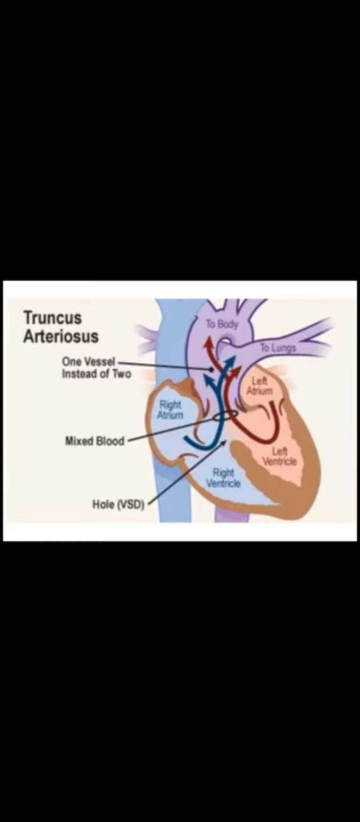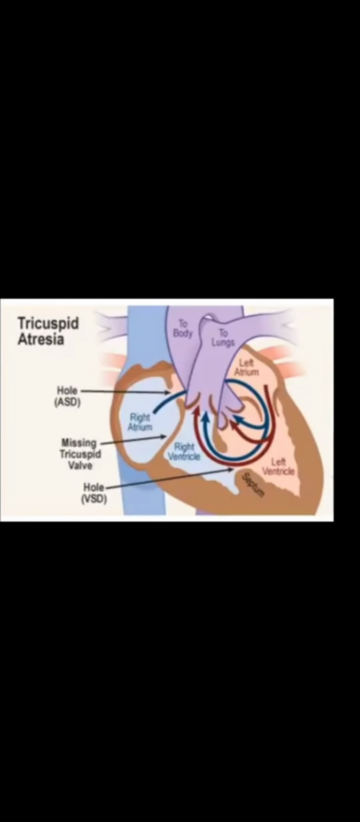Truncus arteriosus. Truncus arteriosus is characterized by a single large vessel arising from both ventricles. The truncus fails to divide. It presents with early cyanosis, as deoxygenated blood from the right ventricle mixes with oxygenated blood from the left ventricle before pulmonary and aortic circulation separate.